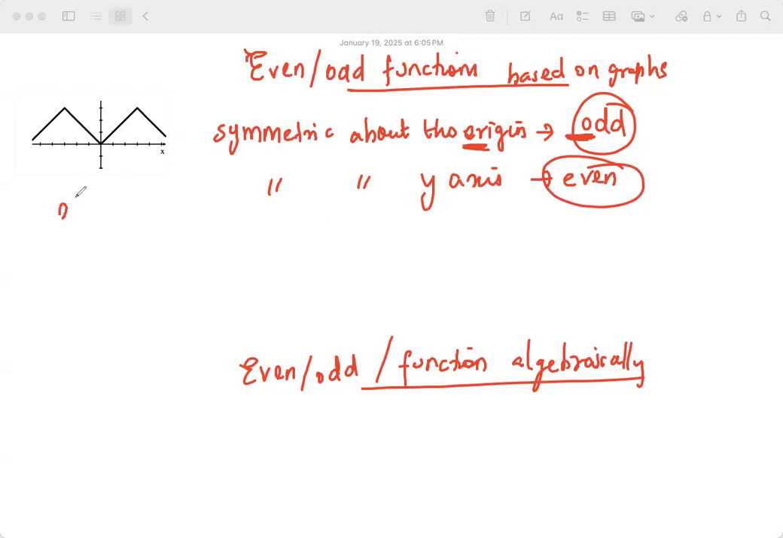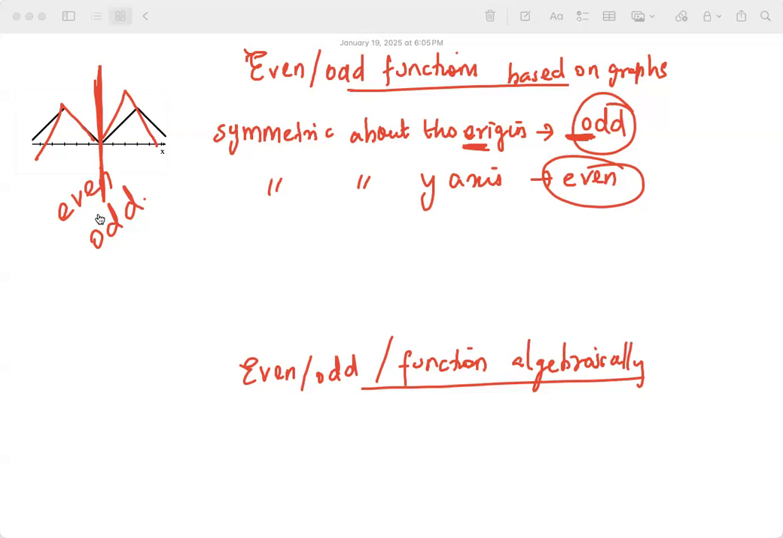What type of function is this? Even or odd? Even, because it is symmetric about the y-axis. So it's an even function. So as soon as you look at the graph, you should be able to say whether any function is an even function or odd function.